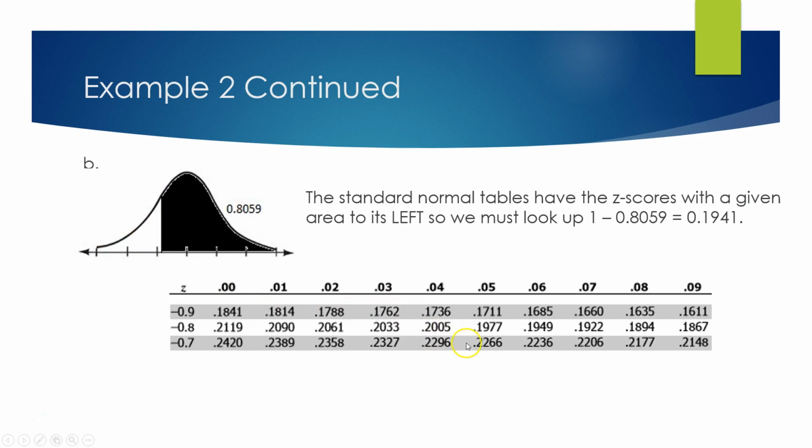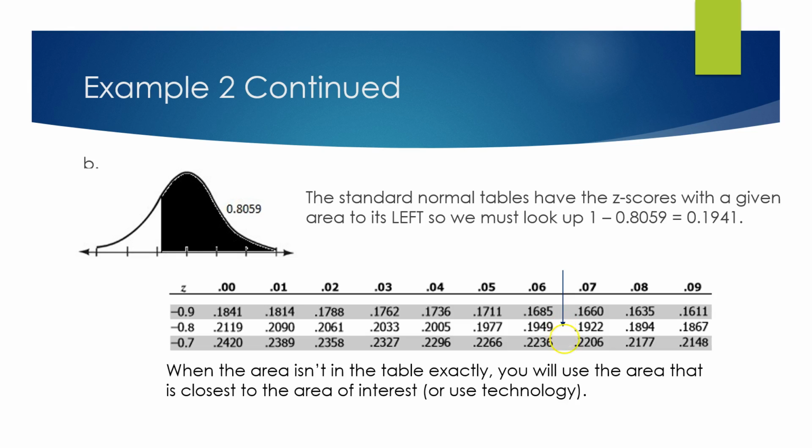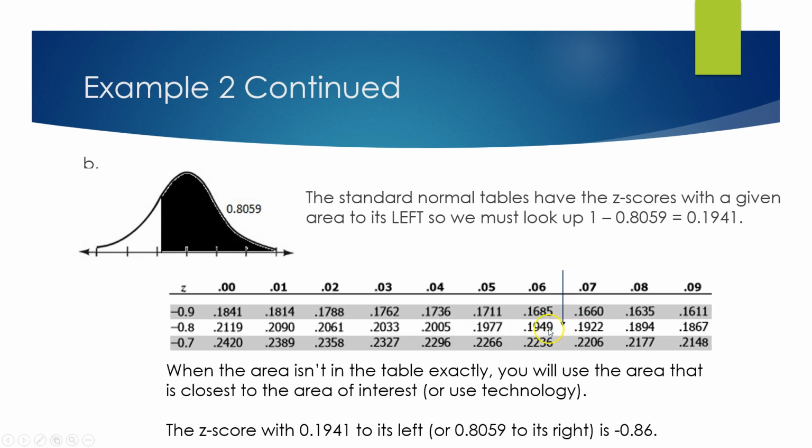Then from there, you go to the table and you start to look up 0.1941. Now what's going to happen in this case is 0.1941 is in between 2 values. It doesn't exist in the table exactly. So we could find this if we use technology. However, when we're using the statistical tables, we don't take an average or do anything like that. What we actually do is just choose the value that is closest. So in this case, 0.1949 is closer to 0.1941.